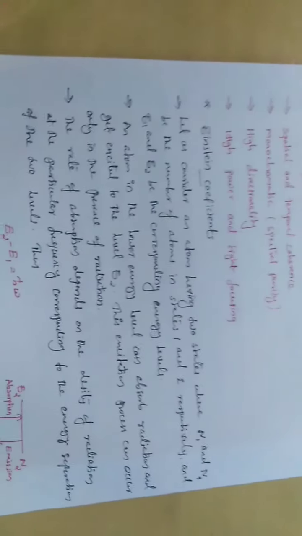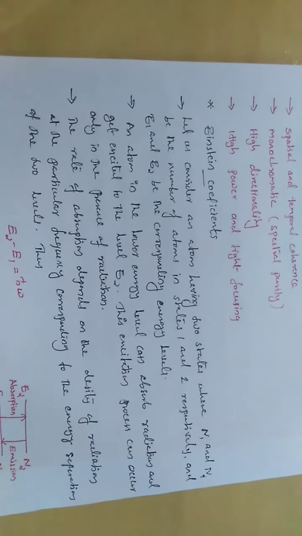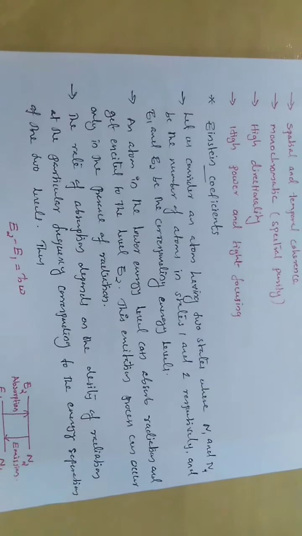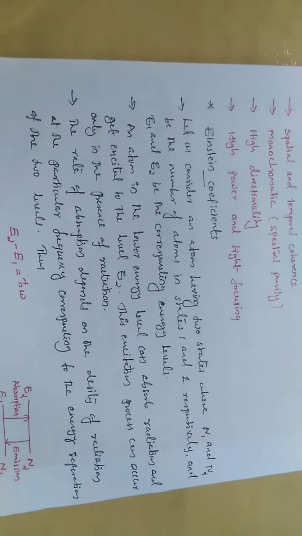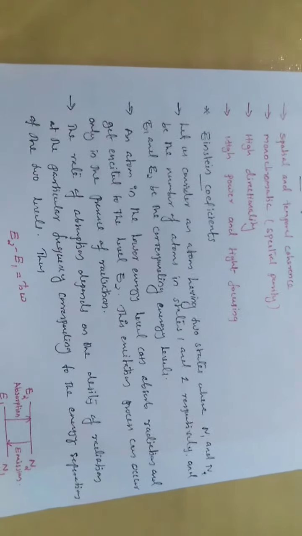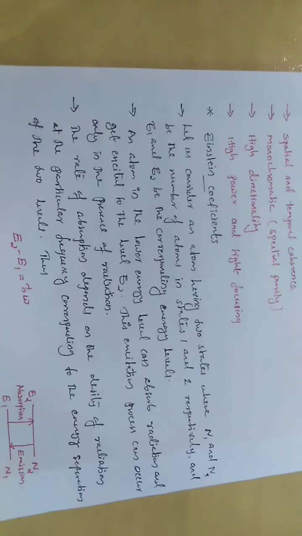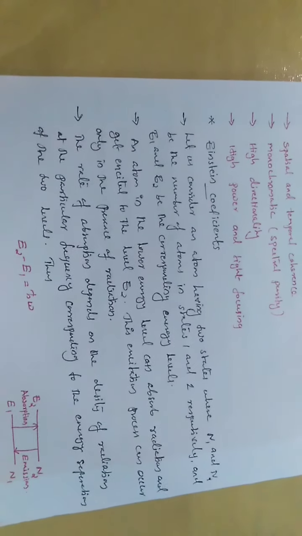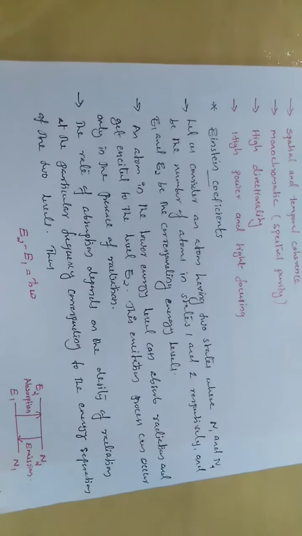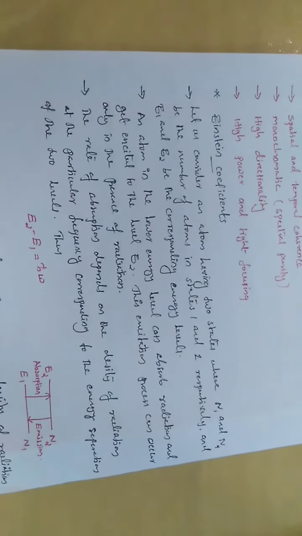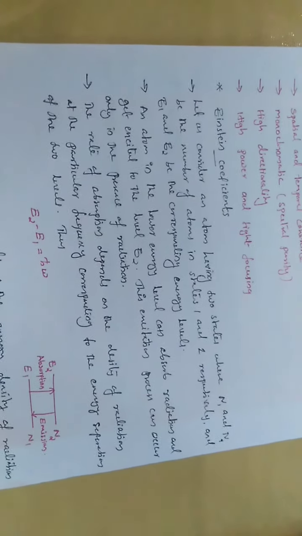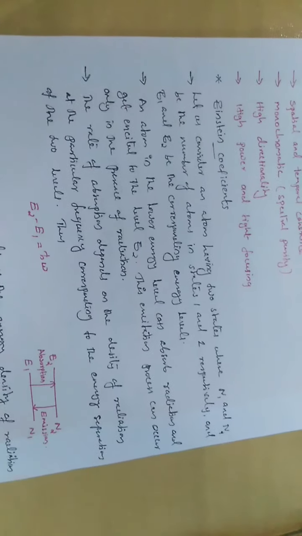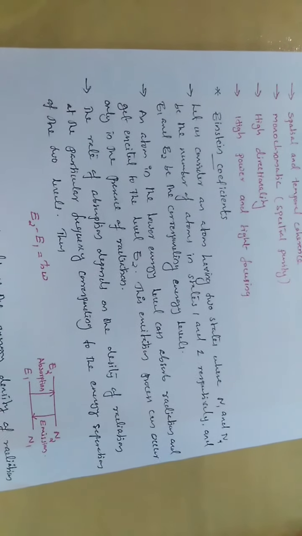Einstein coefficients. Let us consider an atom having two states, where N1 and N2 are the number of atoms in states 1 and 2 respectively, and E1 and E2 are the corresponding energy levels. An atom in the lower energy level can absorb radiation and get excited to the level E2. This excitation process can occur only in the presence of radiation.